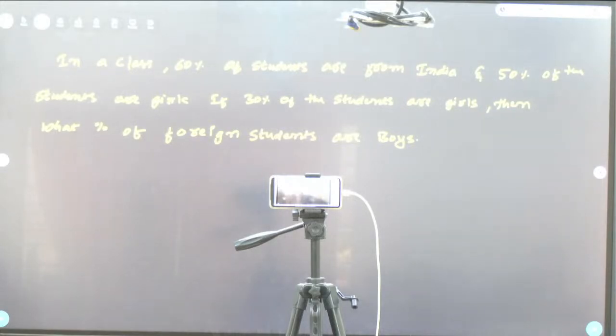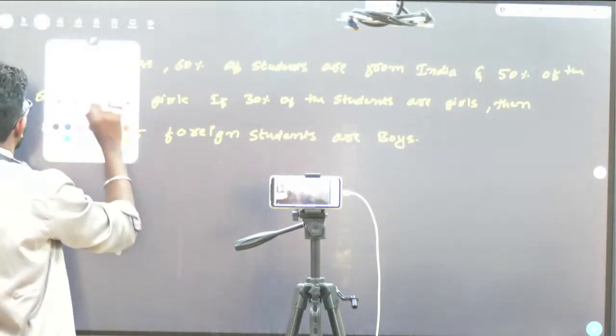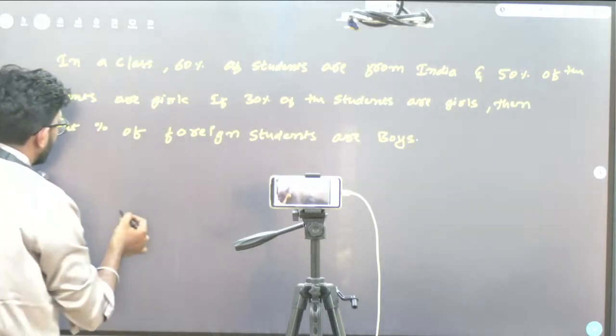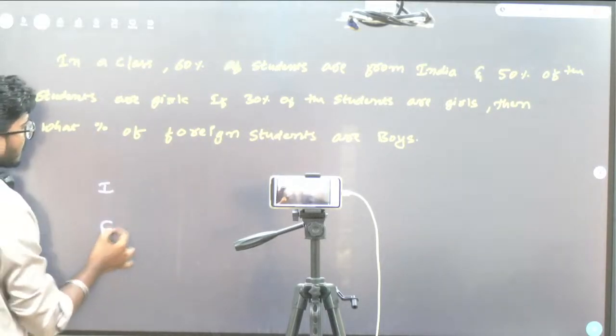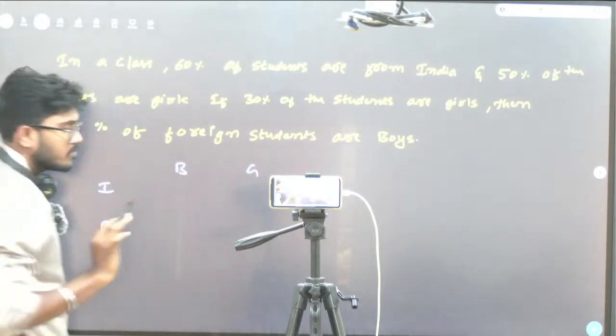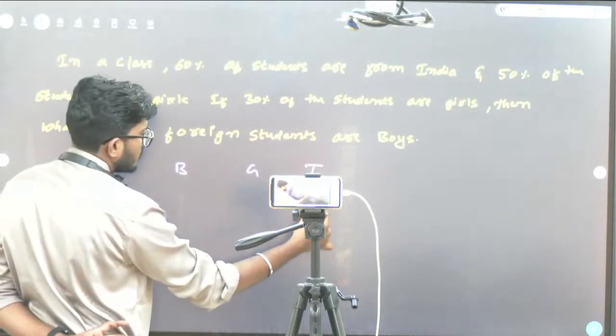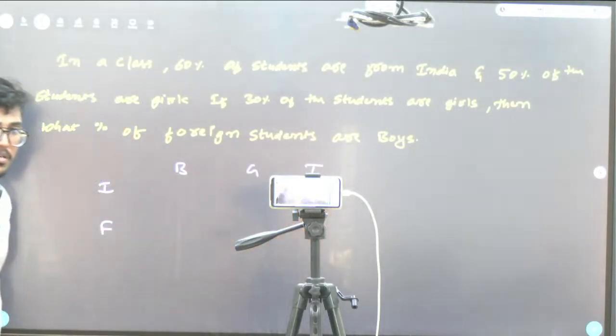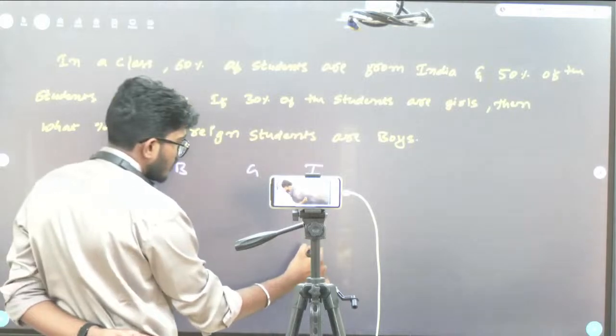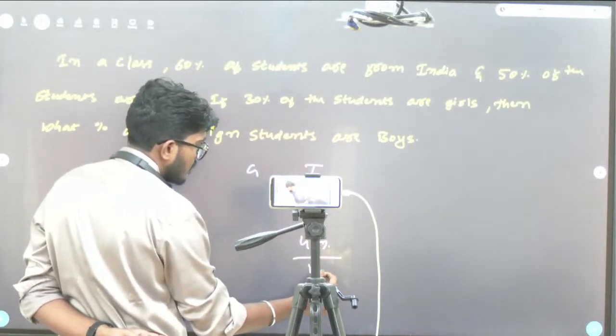ಎಷ್ಟು ಬರುತ್ತೆ? ಈಸಿ ಇದೆ. ಯಾಕೆ ನೋಡಿ, Indian, foreign, boys, girls, next table. Total how many strength you have? 100% you have, together 100% you have, foreign, right? Now in a class 60% of students from India, total ಎಷ್ಟಿದೆ ಇಂಡಿಯಾದು? 60%, right? Means foreign ಎಷ್ಟಾಗುತ್ತೆ? 40%. Total together ಎಷ್ಟಾಗುತ್ತೆ ಅವಾಗ?